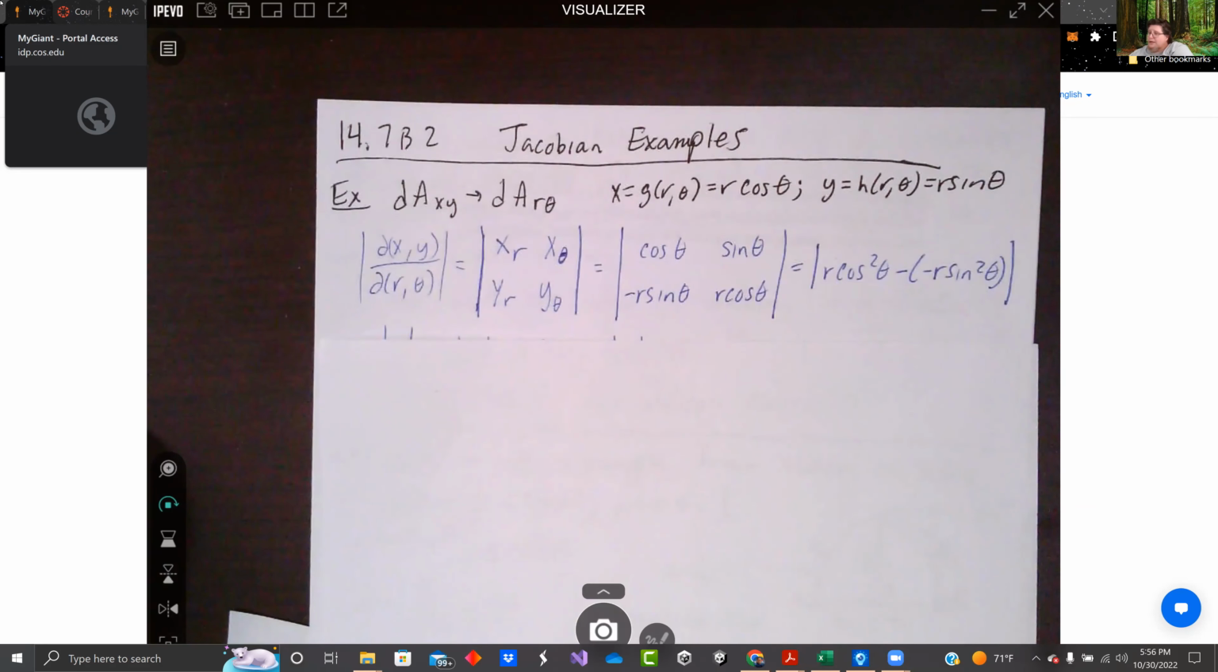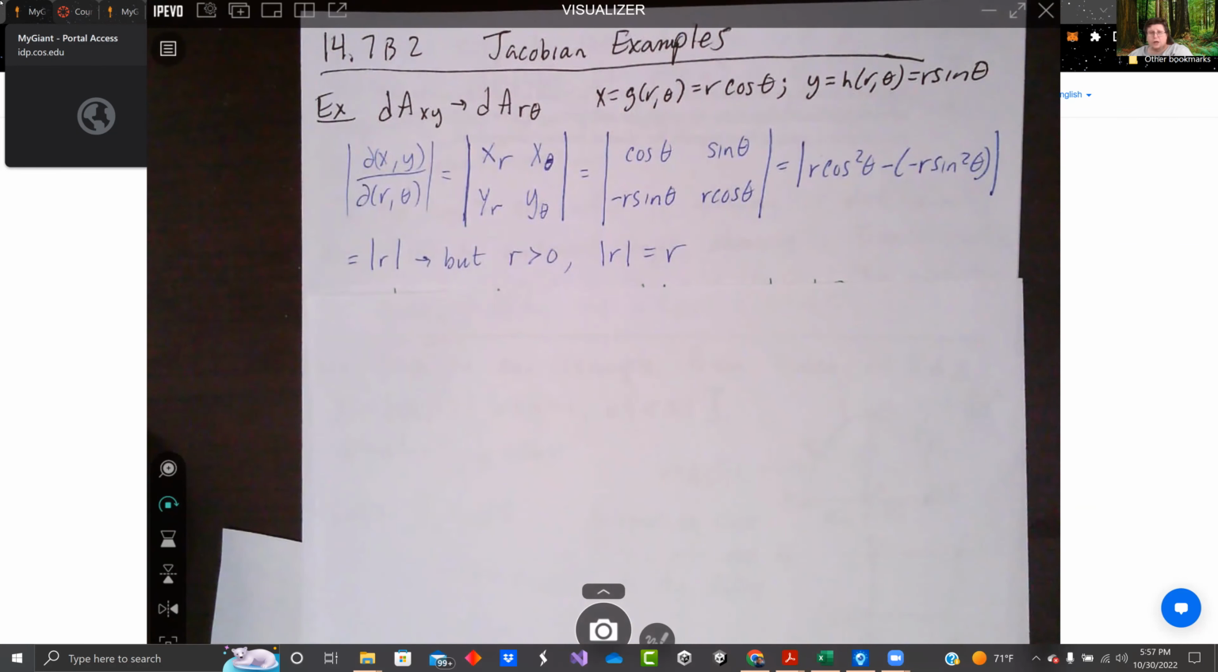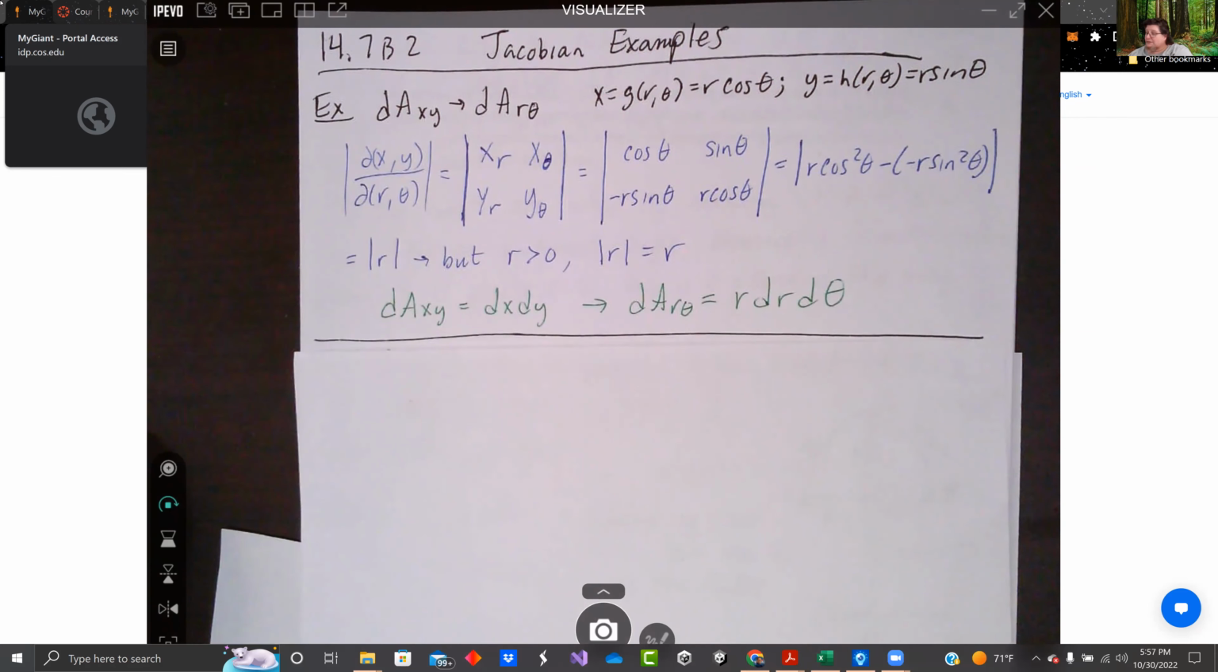We do our little Jacobian matrix. We have the derivative of x with respect to r and theta across the top, the derivative of y with respect to r and theta across the bottom. So cosine theta, sine theta, and then negative r sine theta, r cosine theta. We can see that we are going to have r cosine squared minus negative r sine squared. You'll see that just gives us the absolute value of r. But since radius is greater than 0, it's just r. So that is our Jacobian.